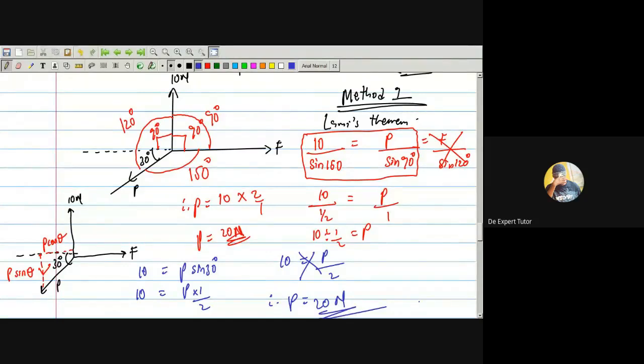Whichever way you want to do this, we'll still get the same answer. So I've given you these two methods. Just focus on these two methods, and to be sincere, you are good to go anywhere.